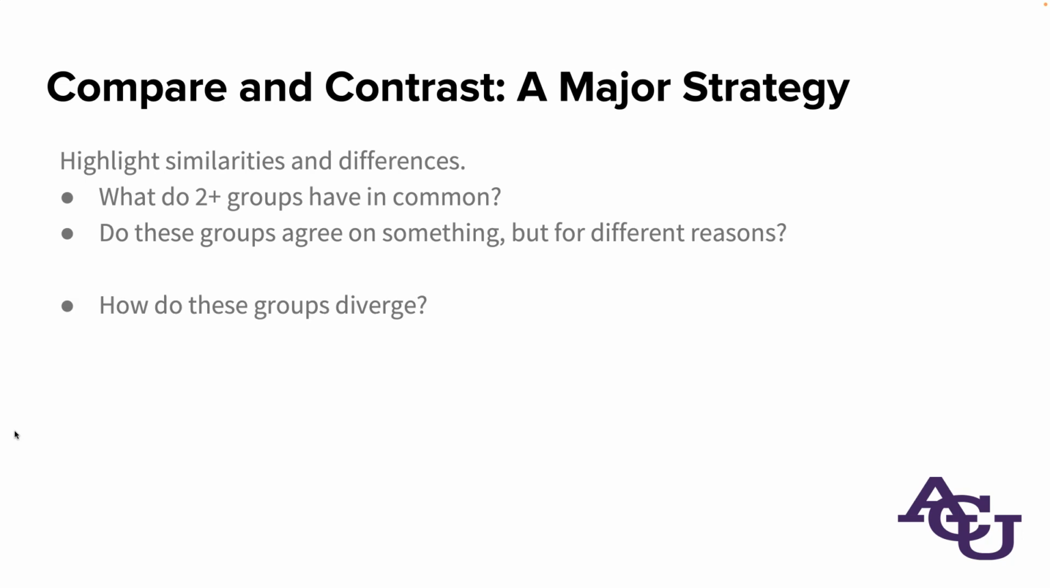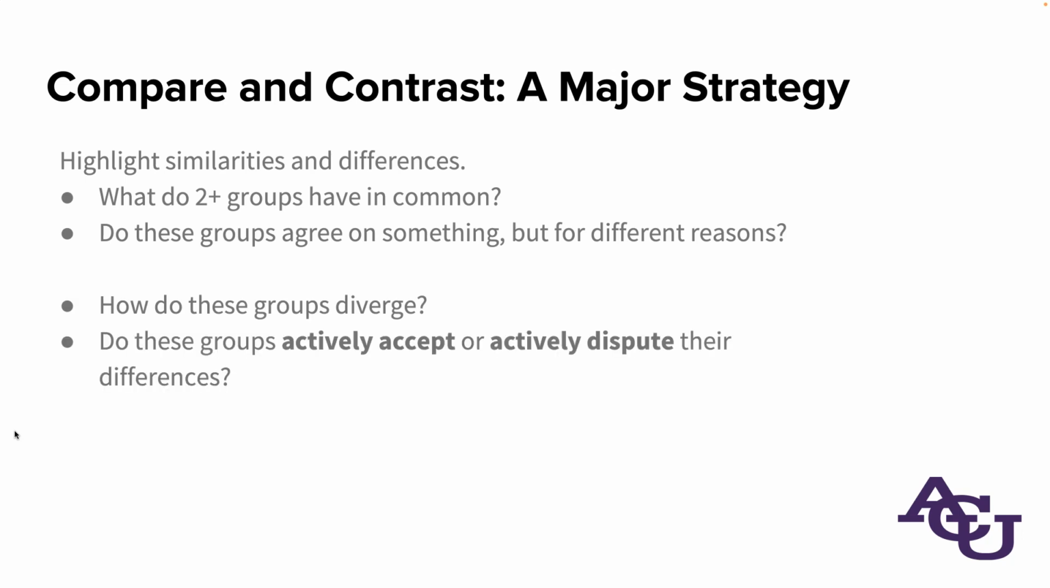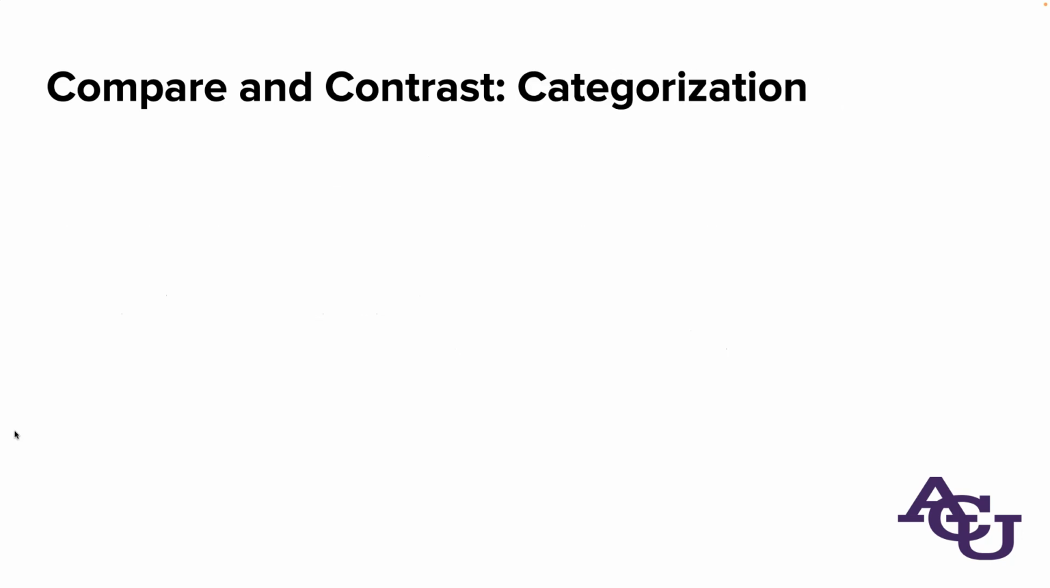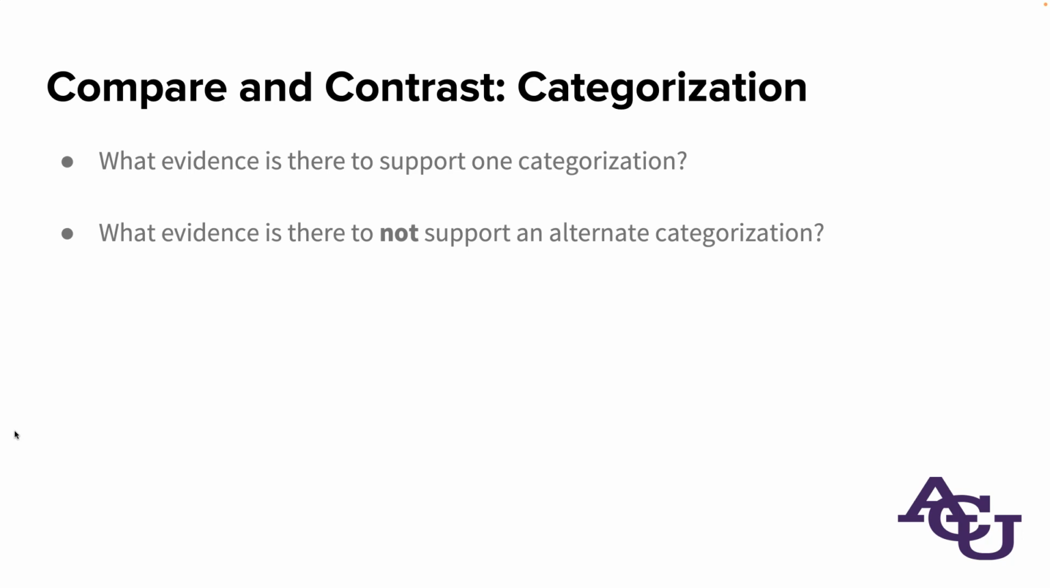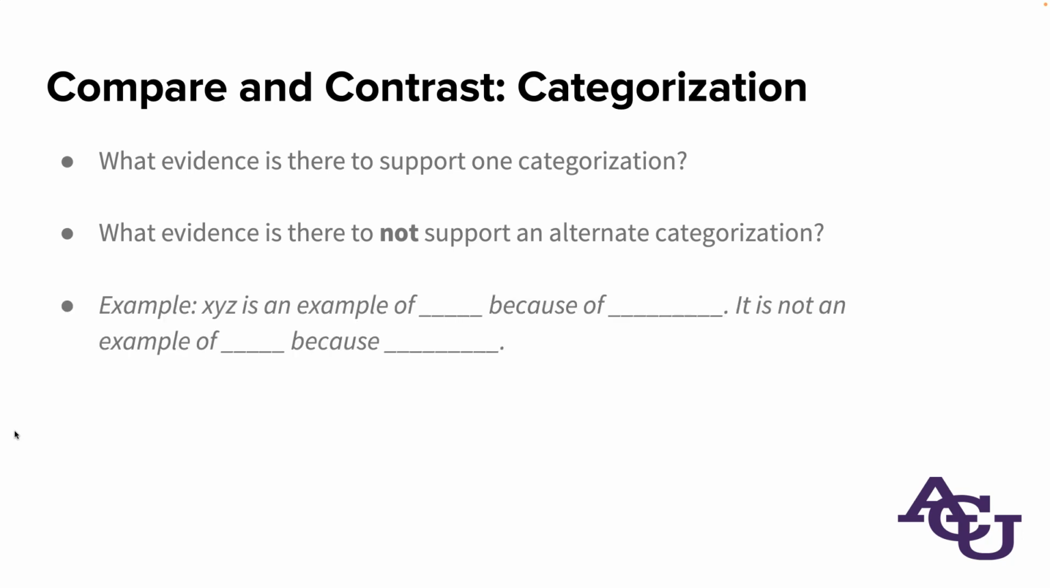How do they diverge? And is this something where the groups or the approaches actively accept or actively dispute something, or dispute the importance or significance of different details? What evidence is there to support one categorization, like that this is an example of nature, or this is evidence towards the importance of nurture, or this is nurture manifesting versus nature? And then also, what evidence is there to not support an alternate categorization?